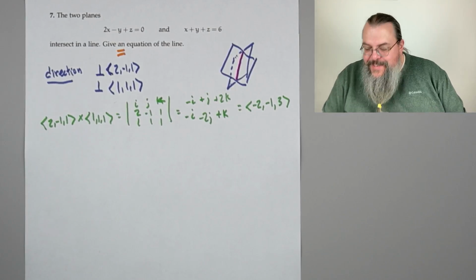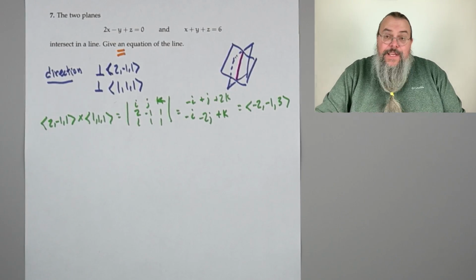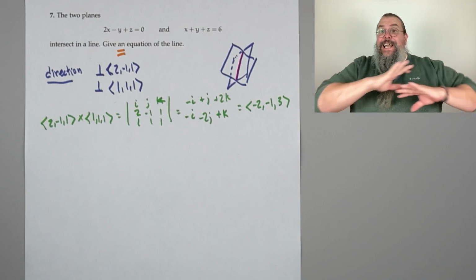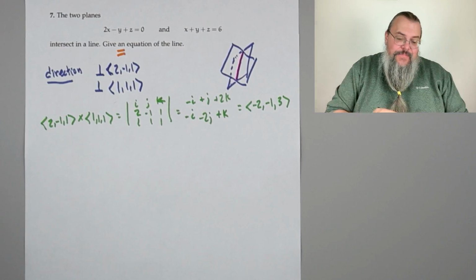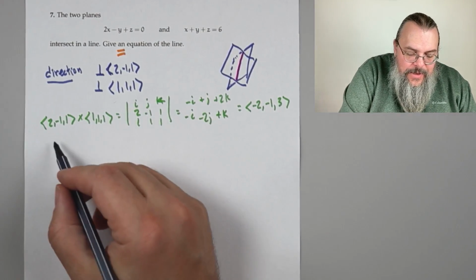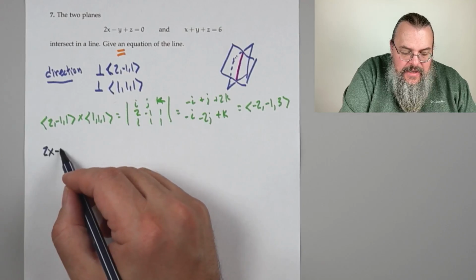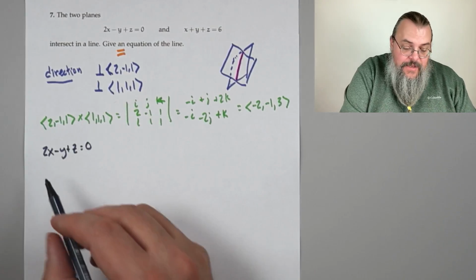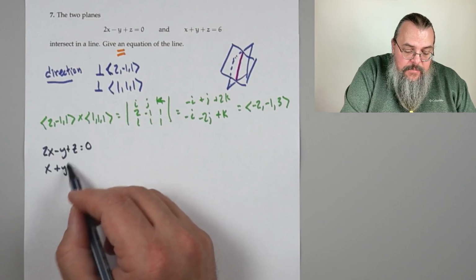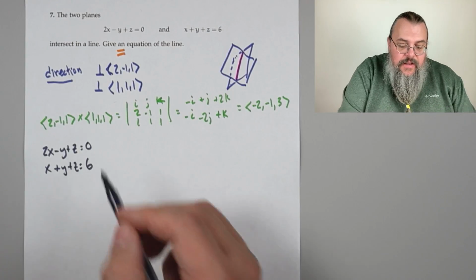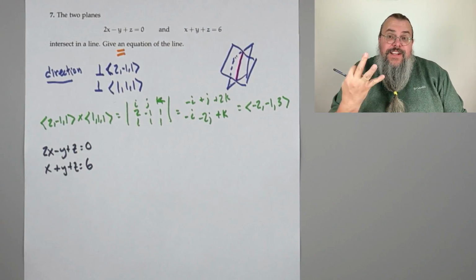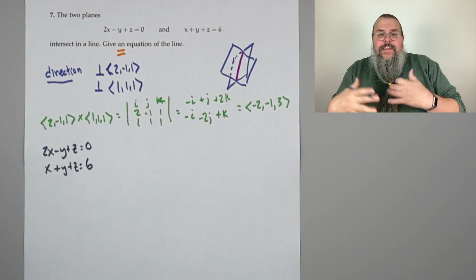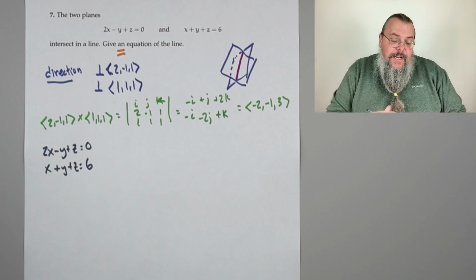Now, this is where we come into something interesting. We just need to find any point at all. Any point. So the reason that this becomes interesting is we have two equations, 2x minus y plus z equals 0, and x plus y plus z equals 6. Two equations, but three unknowns.